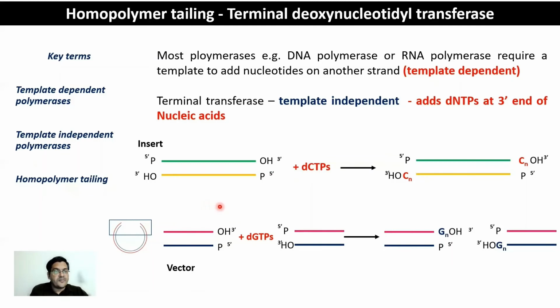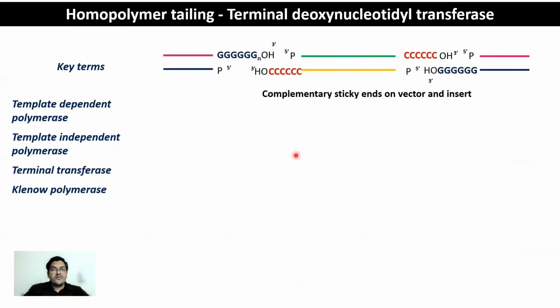Let me also take you to how this actually works and what complications we can get here. Here is what I show you after the extension by terminal transferase. This is what we get. You get 6 cytosines on the 3' OH ends of the insert, and likewise you get 6 guanine nucleotides at the 3' end of the vector. So there is no problem. You have complementary nucleotides and they are equivalent in number.